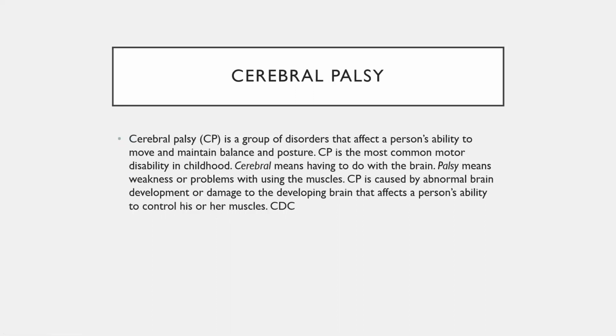So we'll first start with cerebral palsy or CP, which is a group of disorders that affects a person's ability to move and maintain balance and posture. The big thing here is that it's the most common motor disability in childhood. Cerebral means having to do with the brain, and palsy means weakness or problems using muscles. So CP is caused by abnormal brain development or damage to the developing brain, which affects a person's ability to control his or her muscles. And this definition is from the CDC.